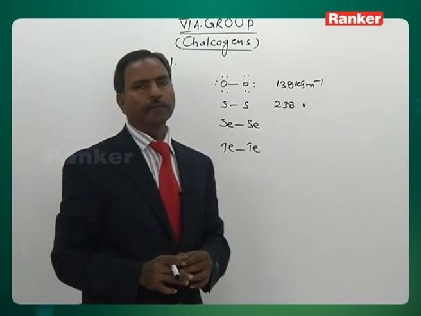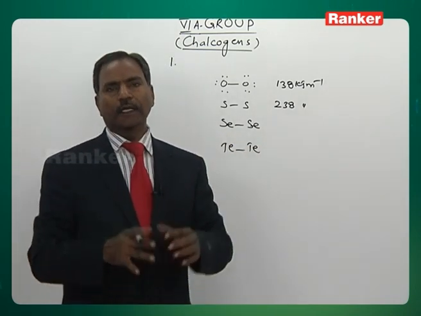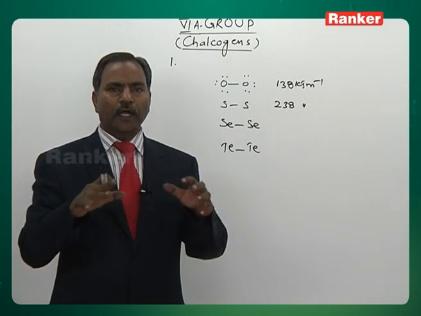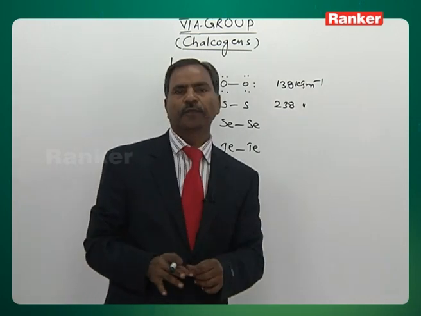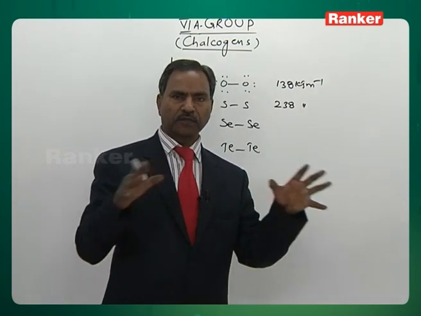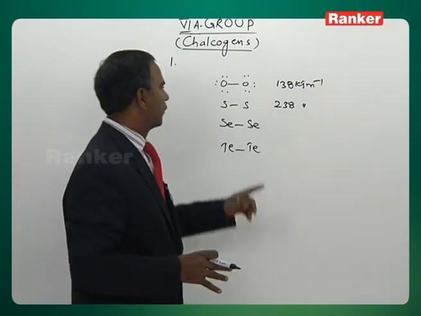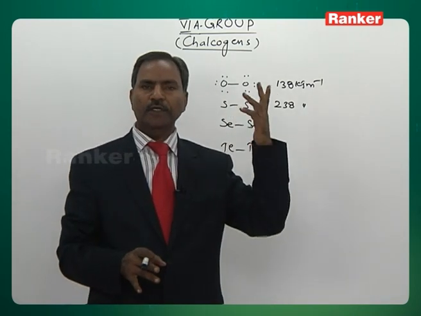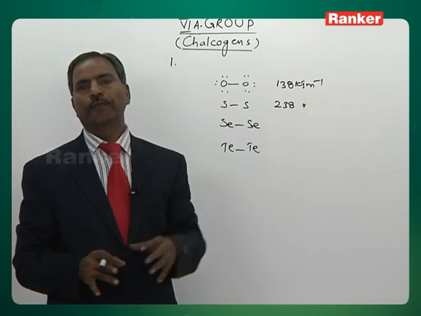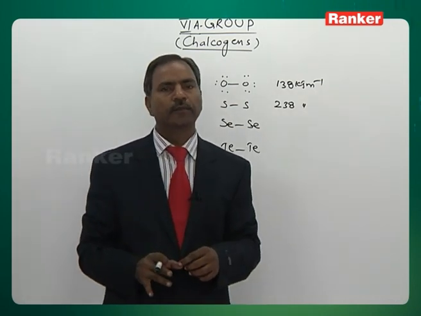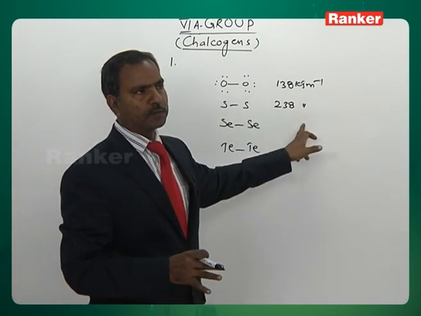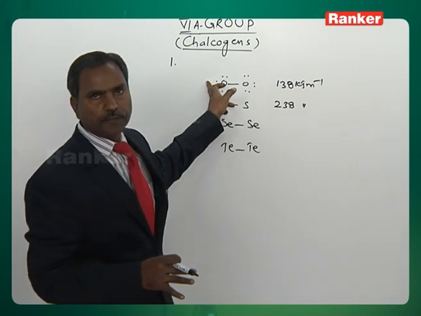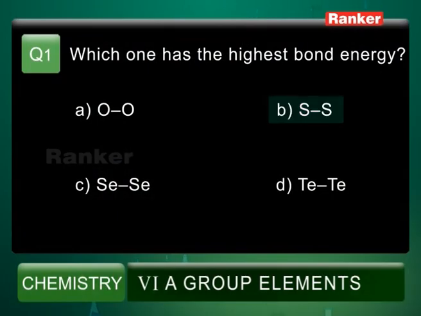And selenium to selenium, atomic size is still increasing. Therefore, selenium to selenium, due to bigger atomic size, bond energy is less. And in the case of tellurium to tellurium, the atomic size is very big. Oxygen to oxygen bond energy should actually be more, but because of repulsion between the lone pairs of electrons, the bond energy of oxygen to oxygen is less. Sulfur to sulfur is more. In comparison to oxygen, sulfur to sulfur bond energy is more. Therefore, for question number 1, answer is B.